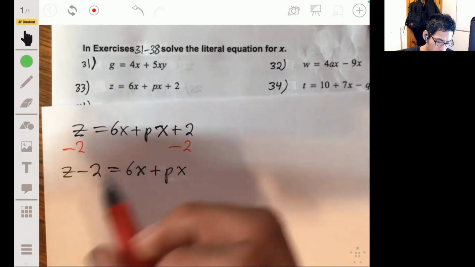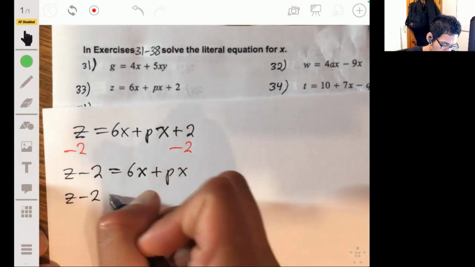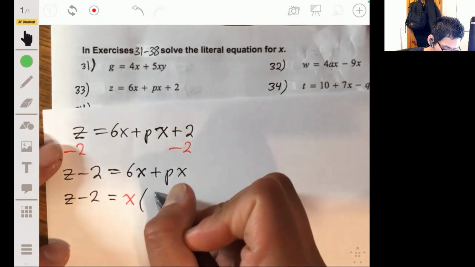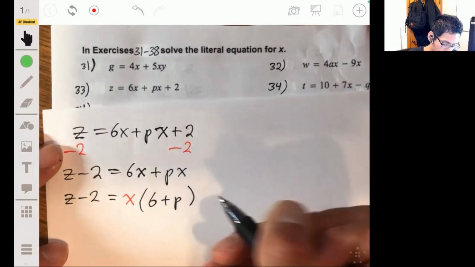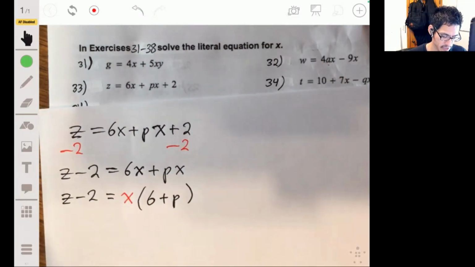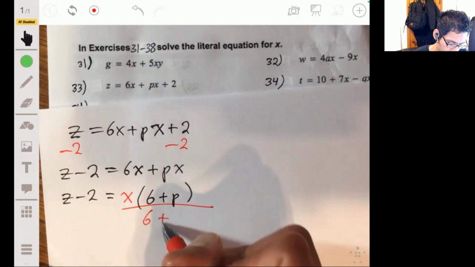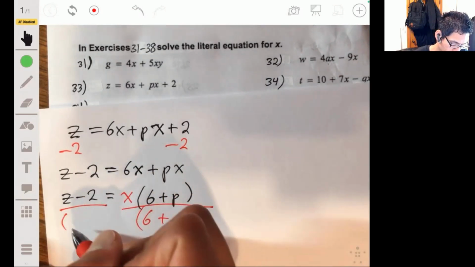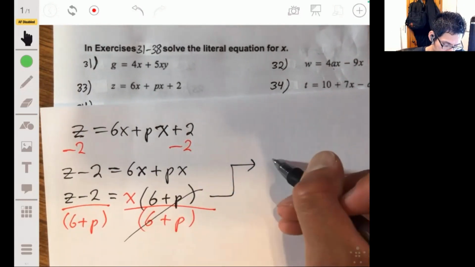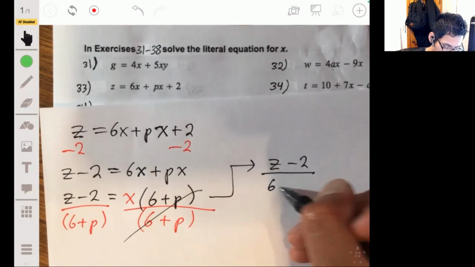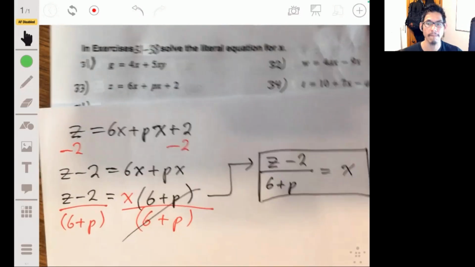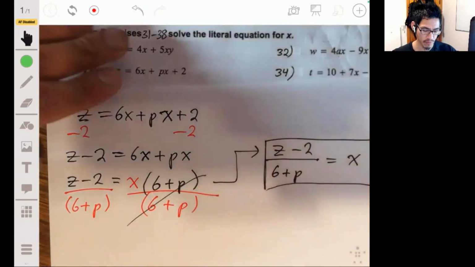Now here, let's keep the left the same. Here, you gotta factor out the x. Like that. 6 plus p. That's really the only key thing that's gonna be different from the other ones. You want to subtract that 2 first. Then you just divide by the 6 plus p. Divide both sides of the equation by 6 plus p. And you get that z minus 2 over 6 plus p equals x. And bang. Voila. Cool.